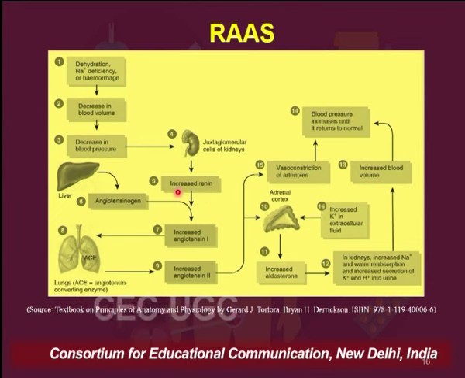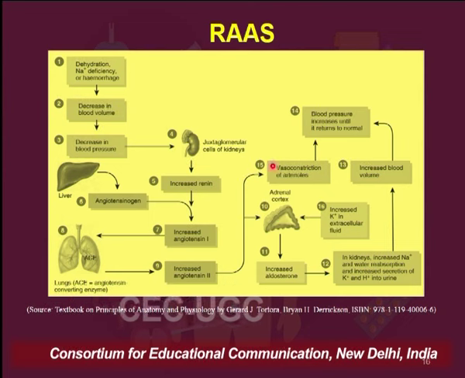So it will quickly enter into the circulation, and then it will act on its substrate, which is angiotensinogen released from the liver, and convert it into angiotensin 1, which will again enter into the circulation and will get converted into angiotensin 2 by the action of an enzyme called angiotensin converting enzyme, which is present in the lungs. So now this angiotensin 2 will perform the physiological actions.